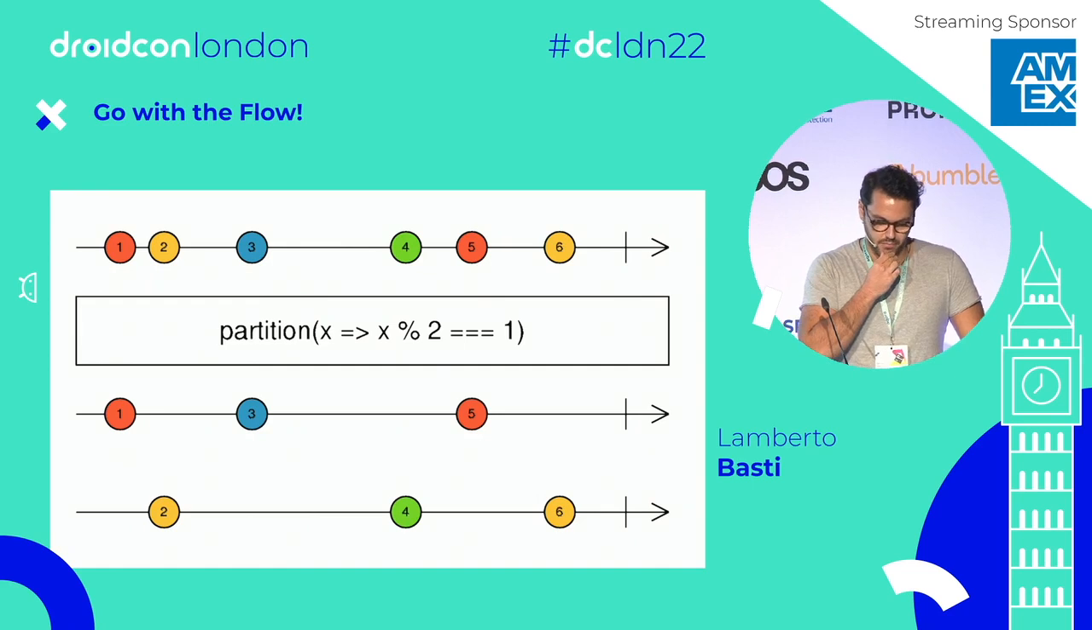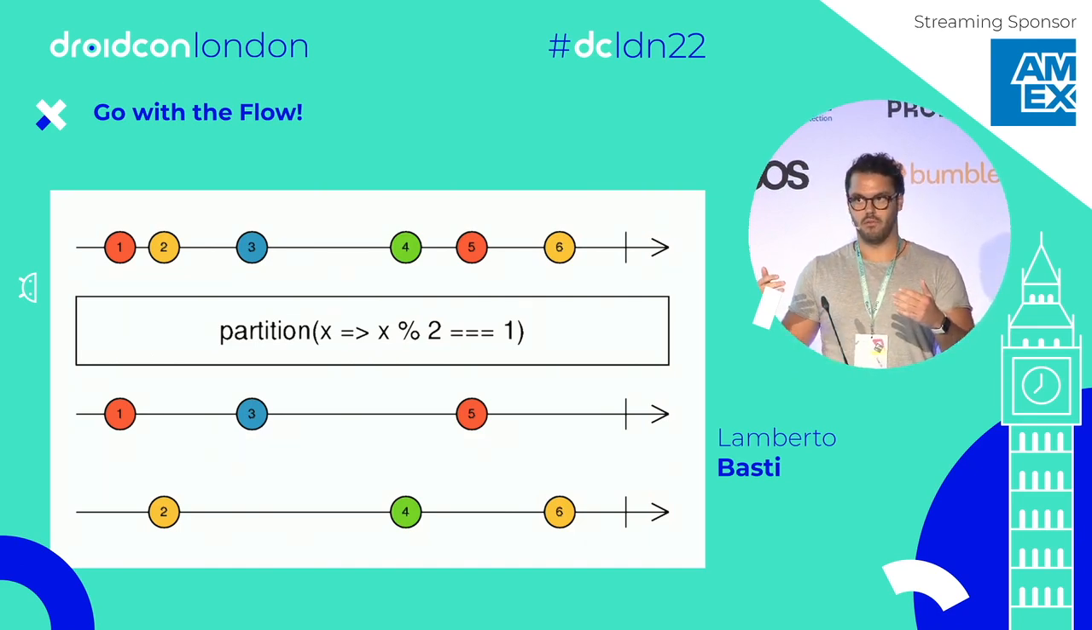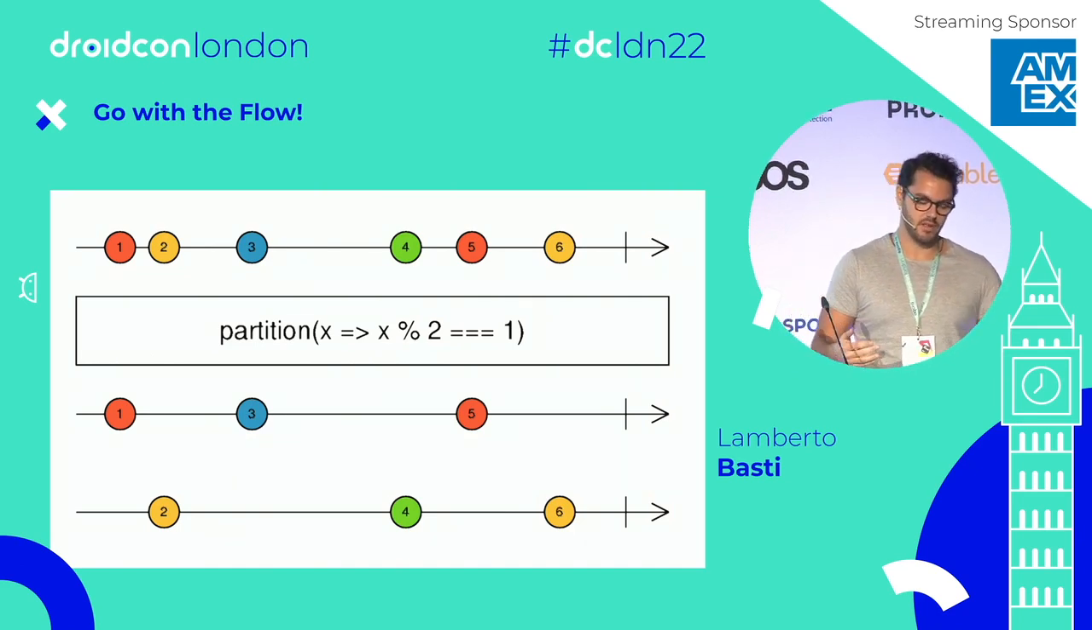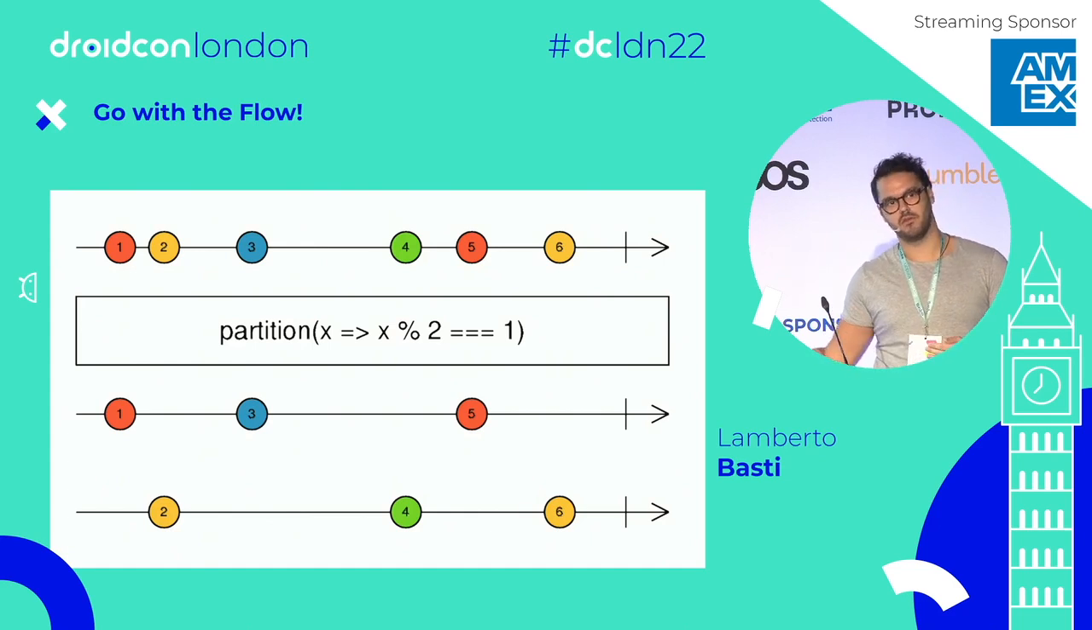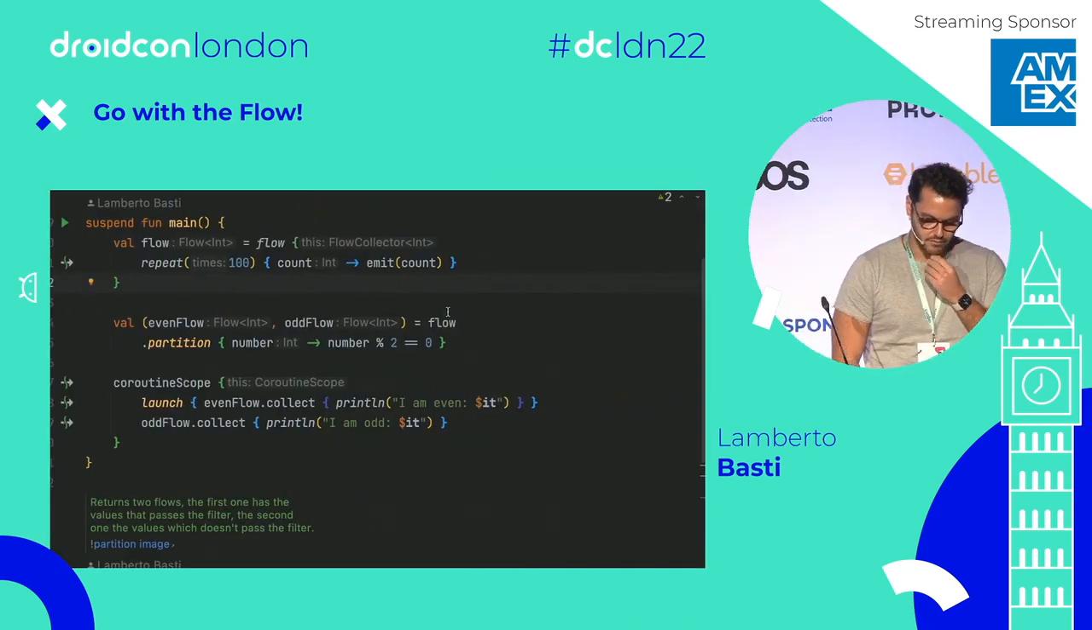As you can see in this image, you have an upstream that emits values, and you are given a function that returns a Boolean. You want to split it into two new downstreams, one for the elements that return true to the function, and one for the elements that return false to the function. So let's see how to do it.